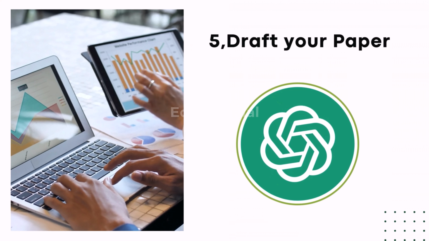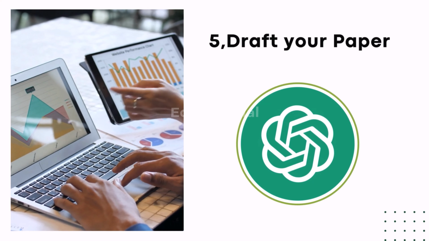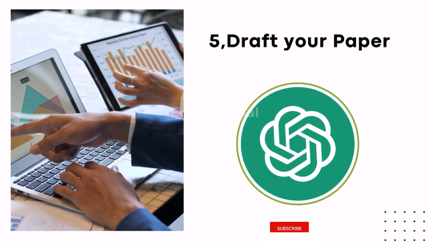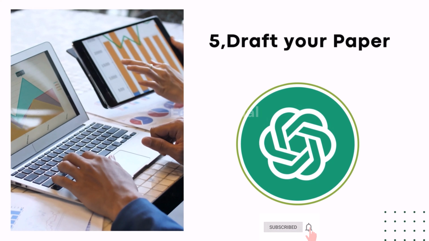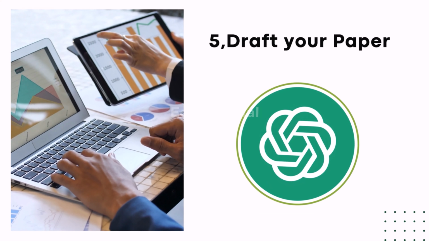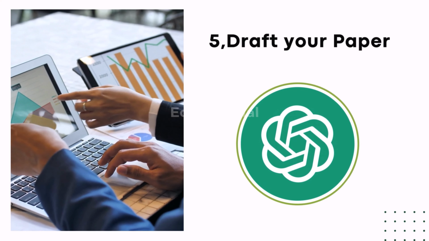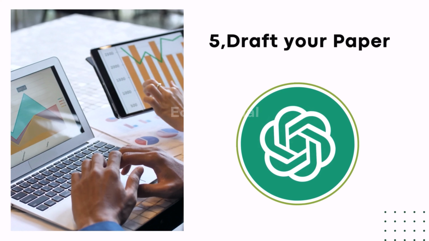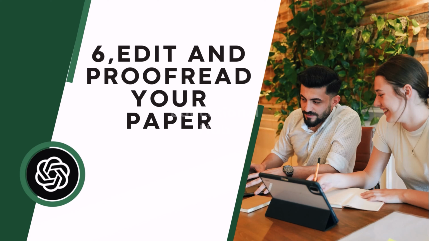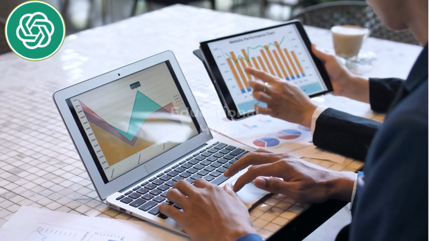5. Draft your paper. Use ChatGPT to generate draft sections of your paper, such as the introduction, methods, results, and discussion sections. However, ensure that you review and edit the content generated by ChatGPT to ensure it aligns with your research and is written in your own voice. 6. Edit and proofread your paper. Use ChatGPT to help edit and proofread your paper for grammar, punctuation, and spelling errors. However, ensure that you carefully review and make any necessary revisions to the content generated by ChatGPT to ensure accuracy and clarity.